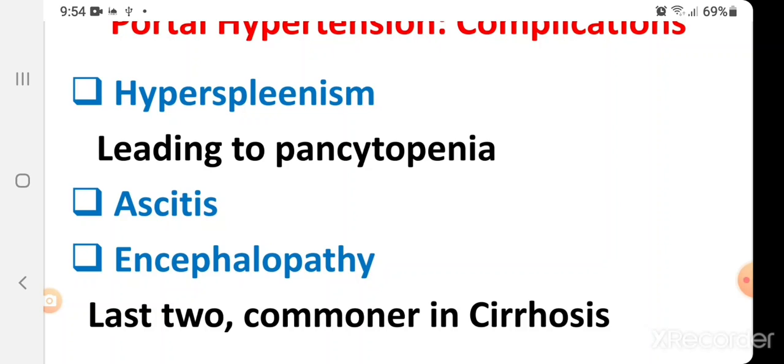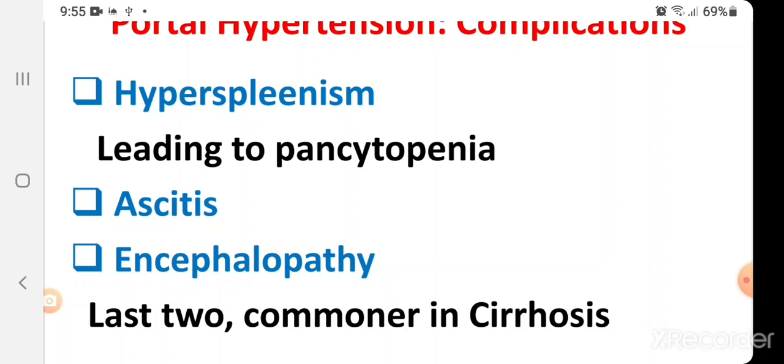And this is the only indication to remove the spleen in portal hypertension. If there is no hypersplenism, there is no need to remove the spleen, even if it is enlarged. But if the spleen is having hypersplenism, then you have to remove it, because it leads to destruction of the blood cells, all of the blood cells.